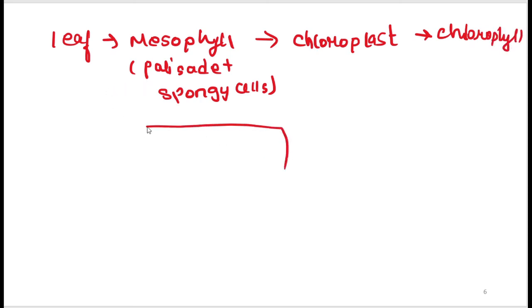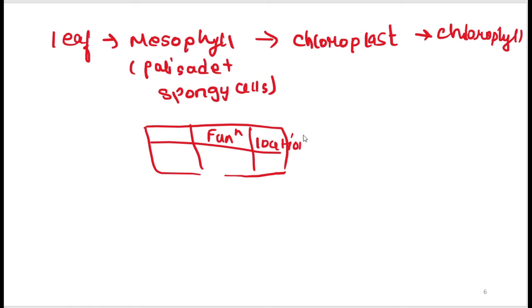The take home message for all of you is to make a chart of the location and function of the different parts of the leaf which we discussed today. How will you do it? Let's see. Suppose you make columns, one is function and one is location. This minimizes your effort of studying a huge chapter and makes your study much simpler.